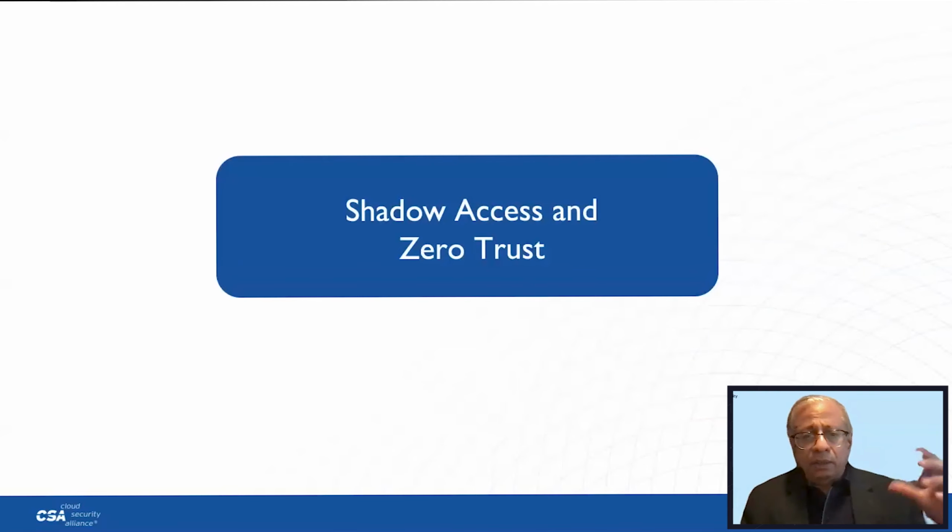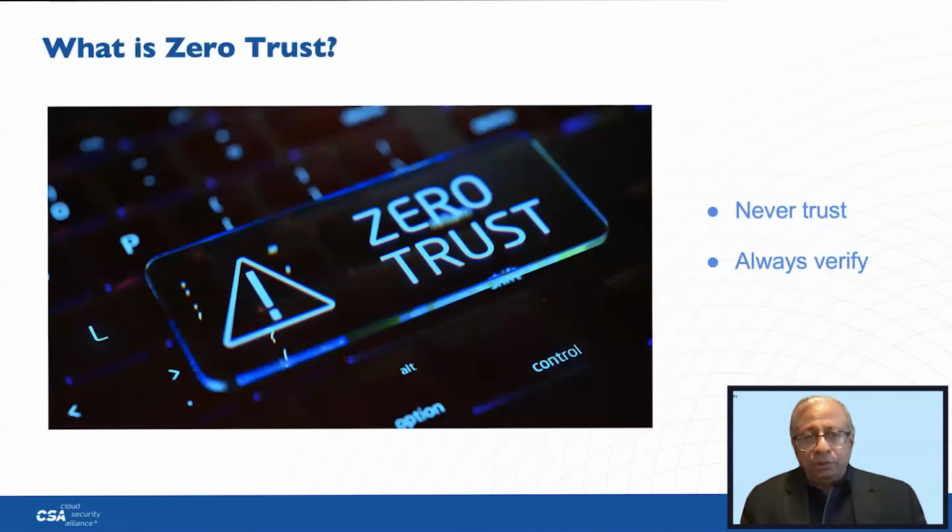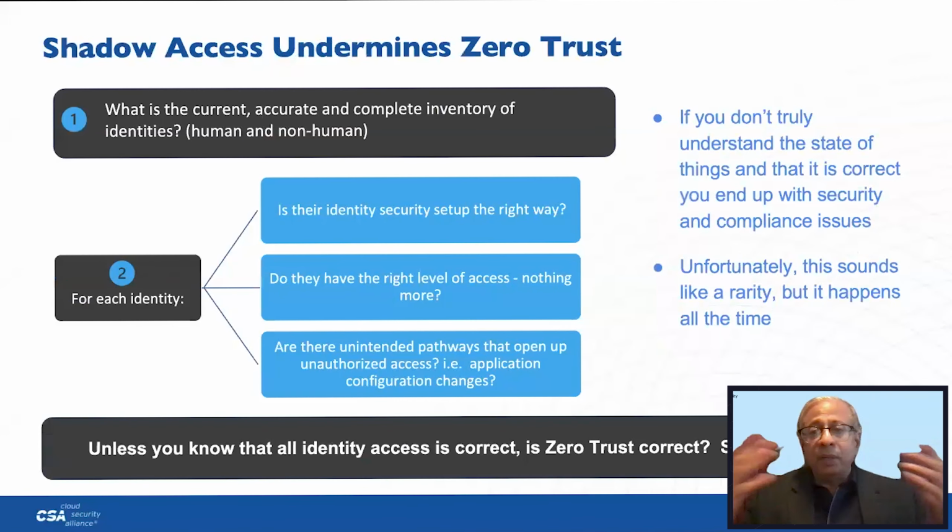Now let's look at shadow access and implications on zero trust, which is the primary topic of this session. So what is zero trust? You've had a number of sessions that gave you a basic definition. It's never trust, always verify. Very simple definition. Now, fundamentally, if you look at the shadow access problem at a very basic level, shadow access undermines zero trust. Why is that?